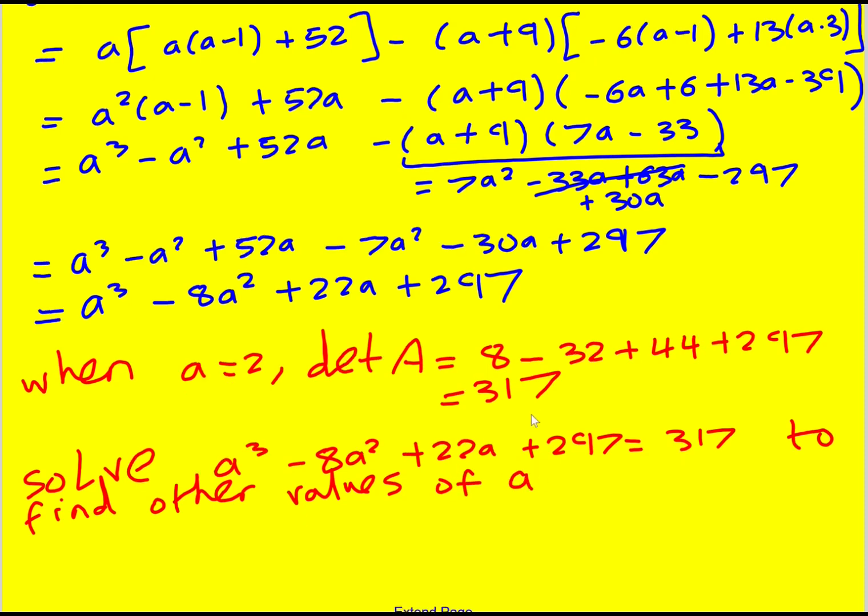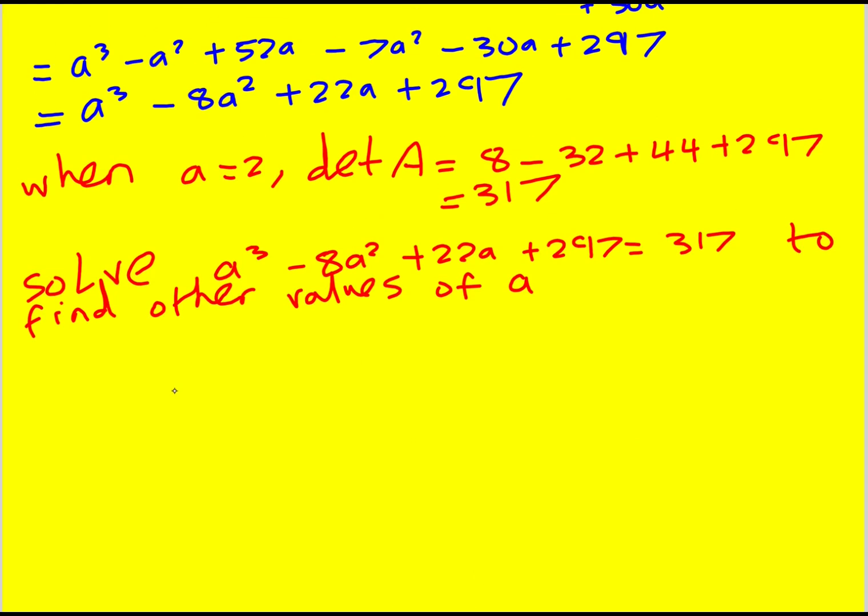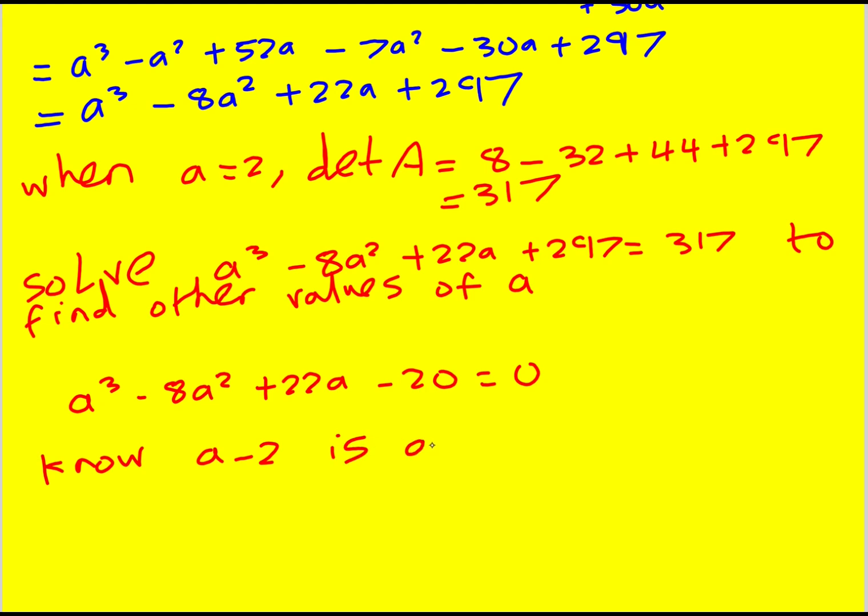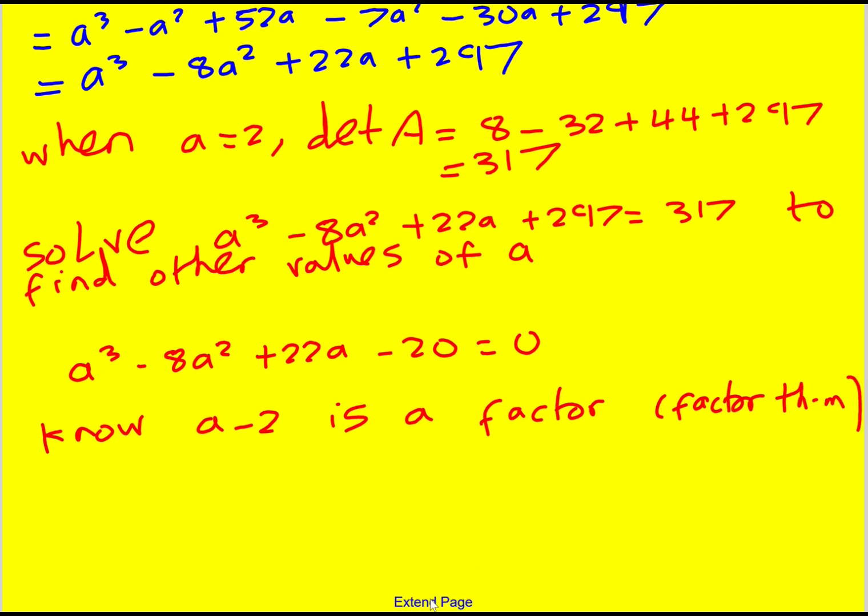Well, I can minus 317. It'll give me minus 20. And remember, we know that a equals 2 is a solution to this. Therefore, using the factor theorem, if we put in 2, we'd get 0. So we know a minus 2 is a factor. Okay, so I'm going to do some polynomial division.